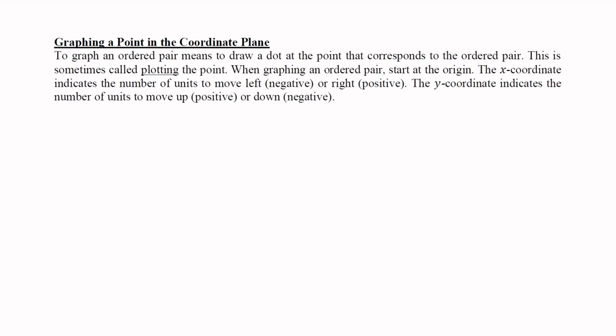Now that we've talked about how to find a point on the coordinate plane, let's go the other way, and when given an ordered pair, how do we graph a point? To do this, it means to draw a dot at the point that corresponds to the ordered pair on the coordinate plane. This is sometimes called plotting the point. When graphing an ordered pair, start at the origin. The x-coordinate indicates the number of units to move left or right, negative or positive, and the y-coordinate indicates the number of units to move up or down, positive being up, negative being down.